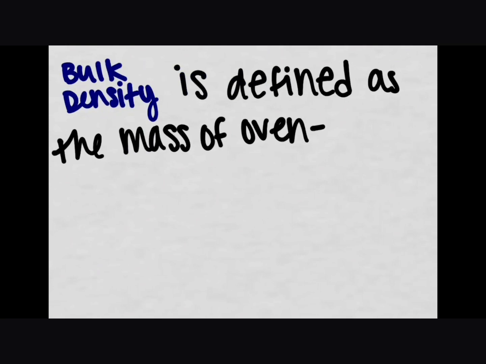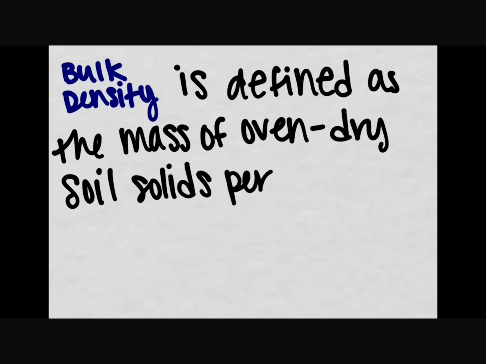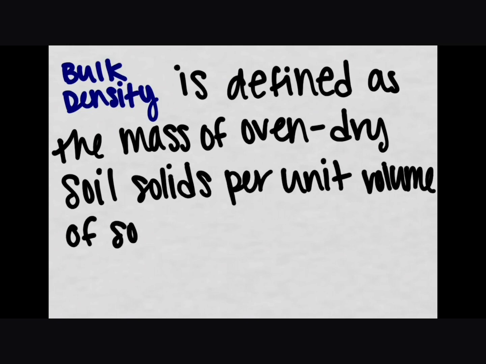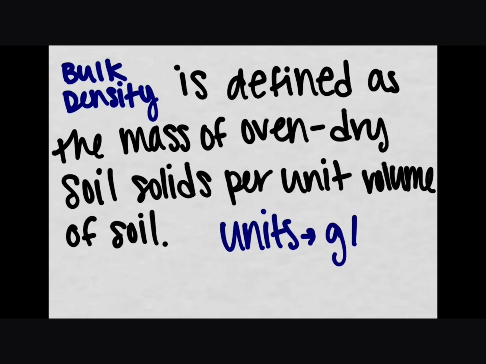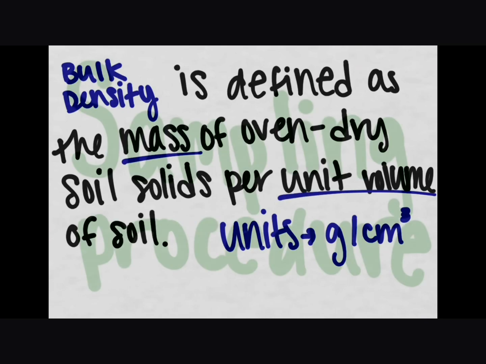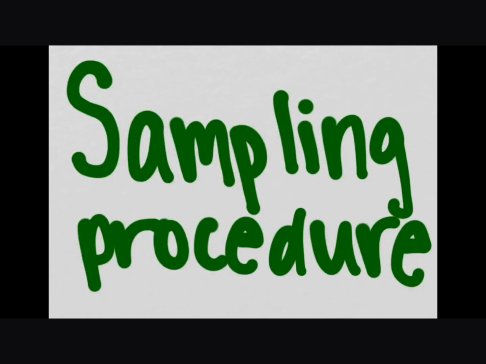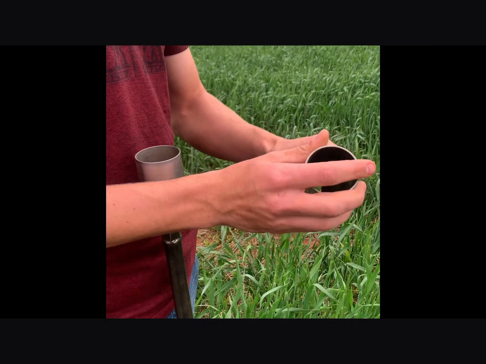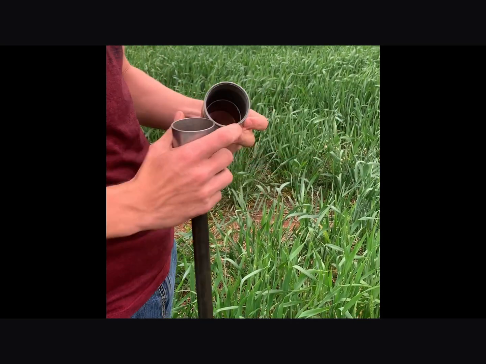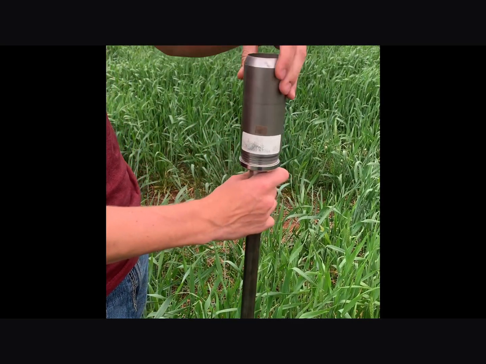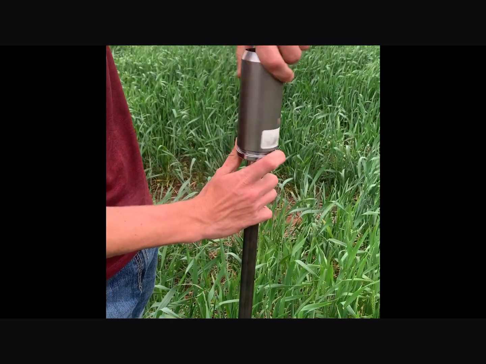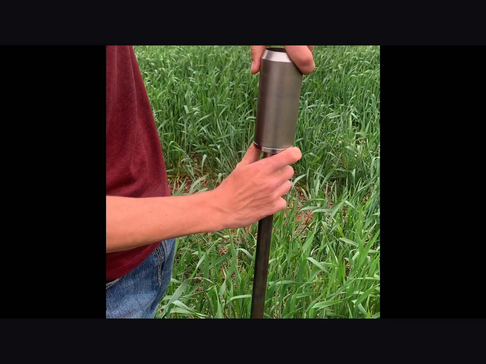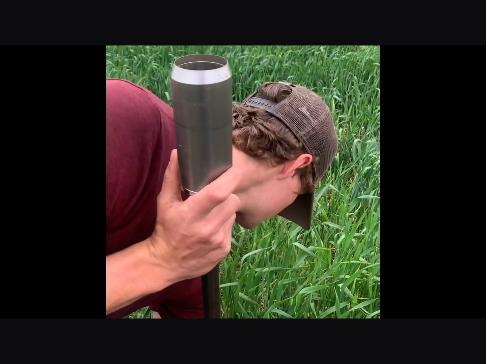Bulk density is defined as the mass of oven-dry soil solids per unit volume of soil. It is typically reported in grams per centimeter cubed. To calculate the bulk density value, we need to collect a known volume of soil, dry it, and weigh it. A bulk density sampler probe can be used to collect soil cores for these measurements. When the probe is driven into the ground, the sleeve that was placed inside of the cup holds the soil intact.